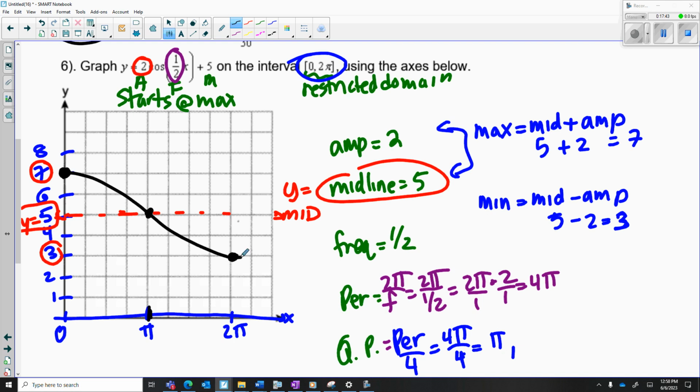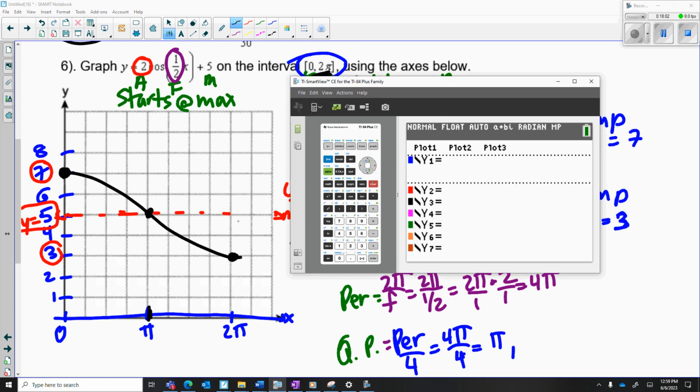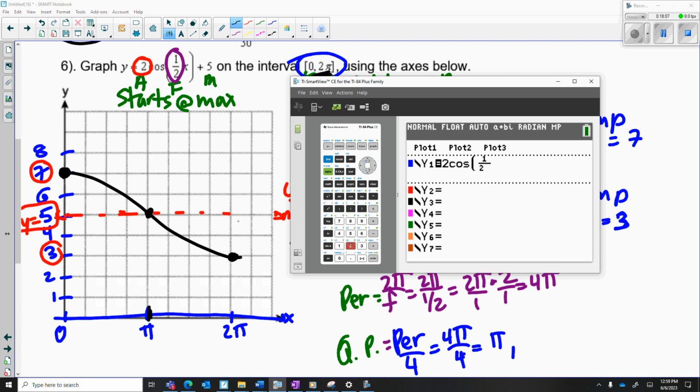And we only have 1/2 of a cosine curve. That makes sense because the frequency is 1/2, indicating 1/2 of a cosine curve will be viewed in the 2 pi interval, which is what they gave us. Now let's check using our calculator. We're going to go to y equals, and type in the full equation, 2 cosine 1/2 x plus 5. Close parentheses after the x.